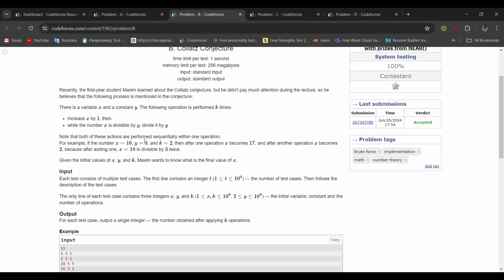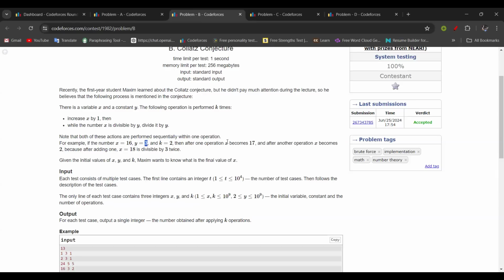In the first operation, x would be plus 1, so 16 would become 17. Then we check if 17 is divisible by 3. No, so we do not do anything. After the first operation, x becomes 17. In the next operation, 17 is increased to 18, and we check if 18 is divisible by 3. Yes, so we divide it by 3, and it becomes 9.